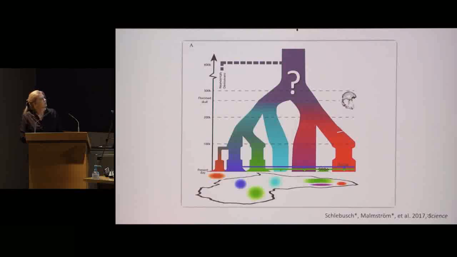But what we try to illustrate with this topology is the deep population structure that we already see in Africa and the amount of genetic diversity that we already see in Africa before the first out-of-Africa migration.